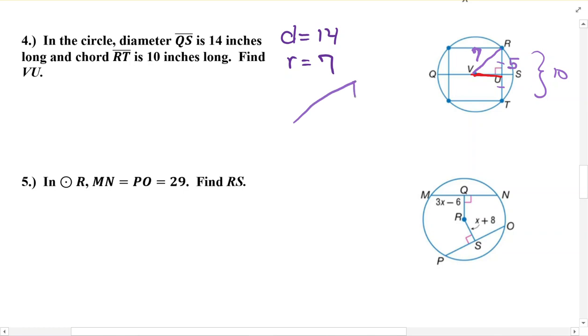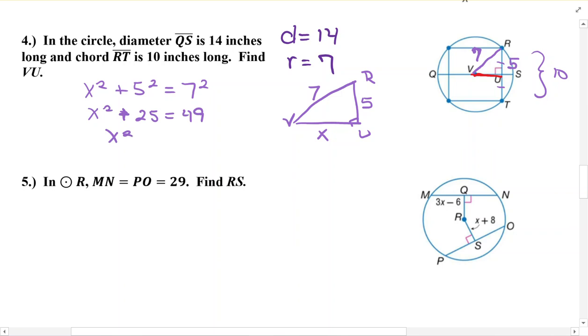So we have a right triangle here, VRU. We know that the hypotenuse is 7 and one of the legs is 5. We want to find this length right here, which is VU. So we know that x squared plus 5 squared equals 7 squared because Pythagoras told us so. So go ahead and solve for x. So x squared is 49 minus 25, which is 24. That means that x is plus or minus the square root of 24.